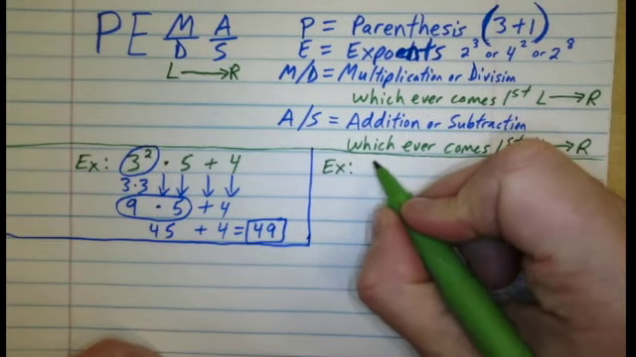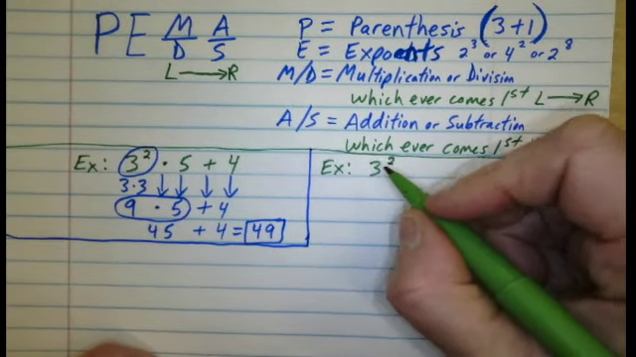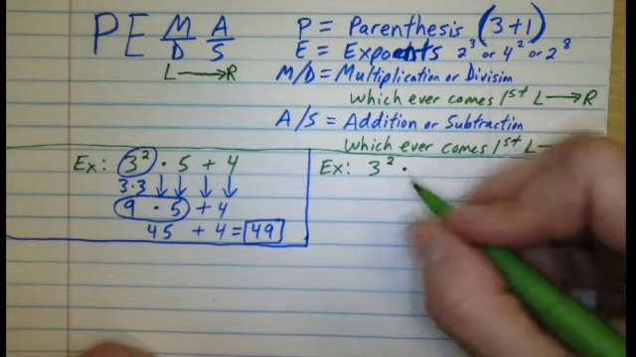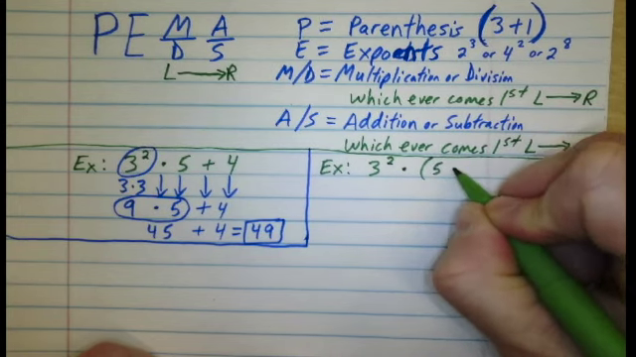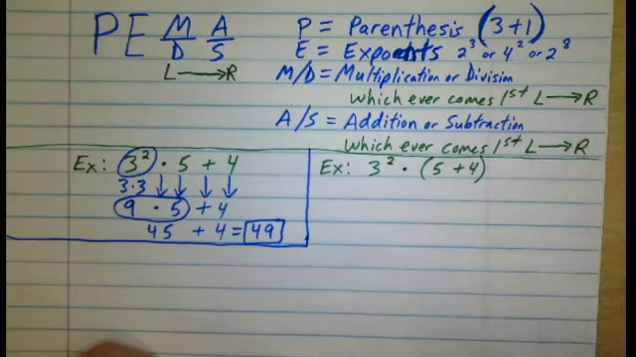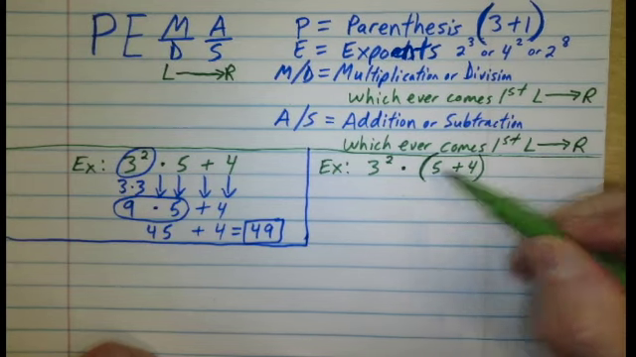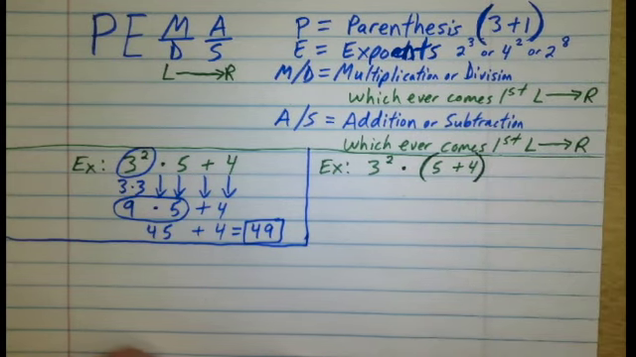The example is 3 raised to the 2nd power times, and then I put in parentheses 5 plus 4, close parentheses. I like my parentheses really big so they don't look like C's. The problem looks identical to this problem, except for now I have put parentheses in there. So when I have parentheses in there, how does that change this problem?